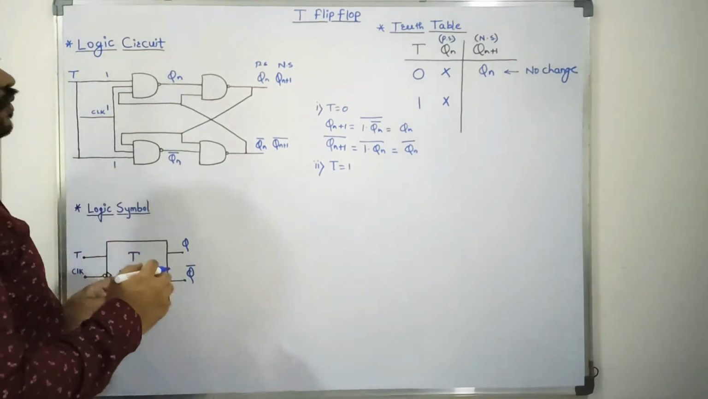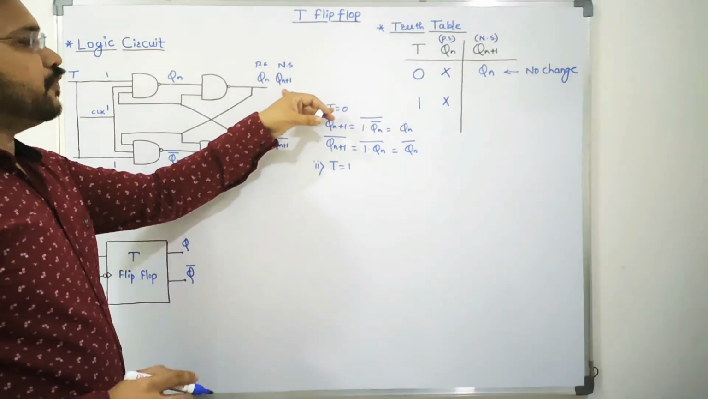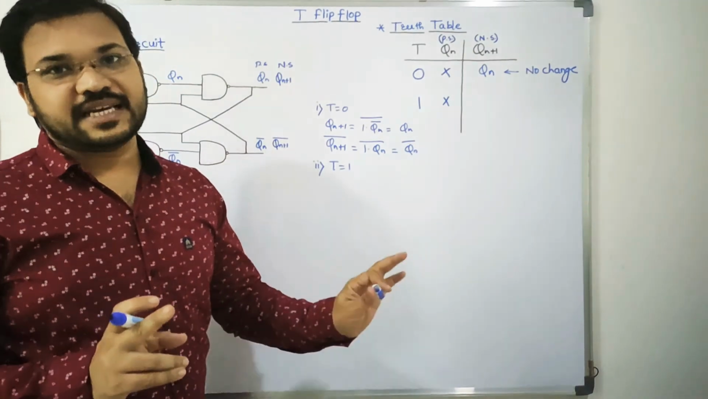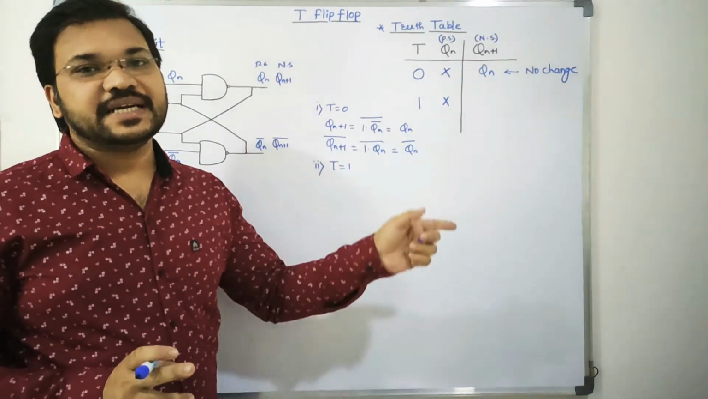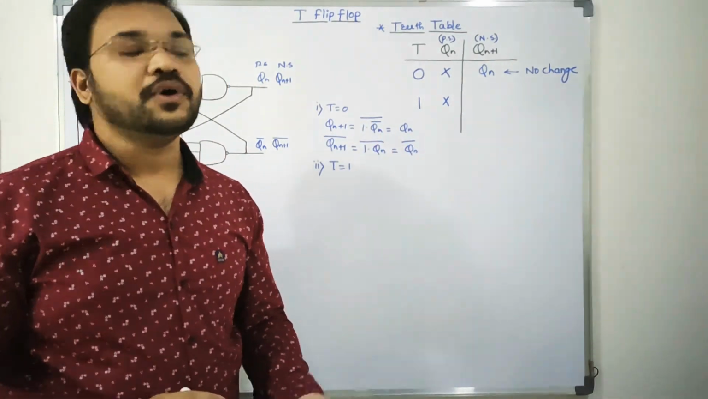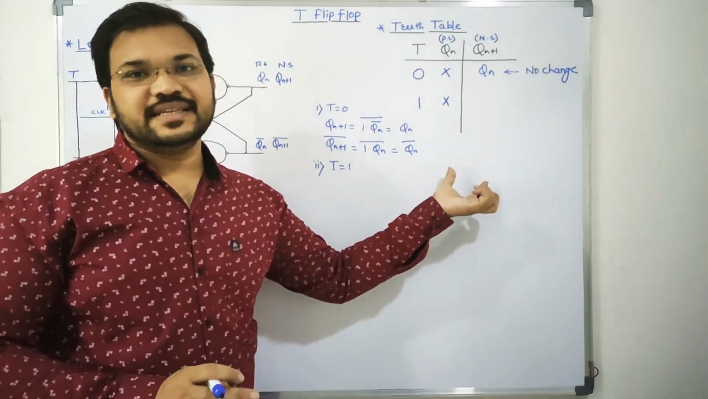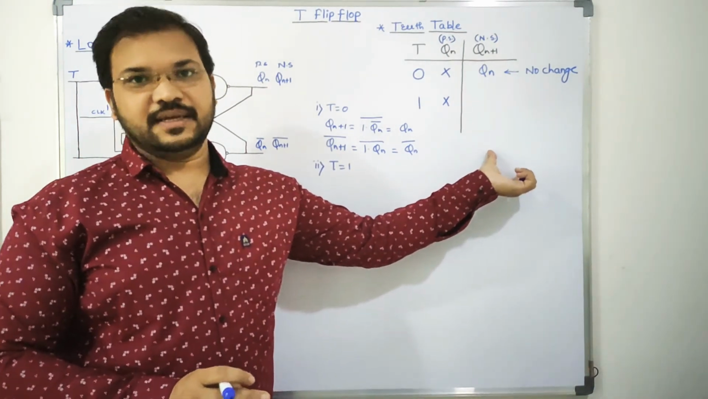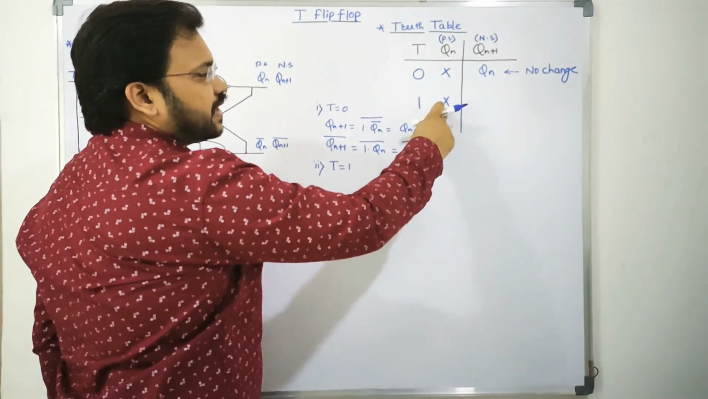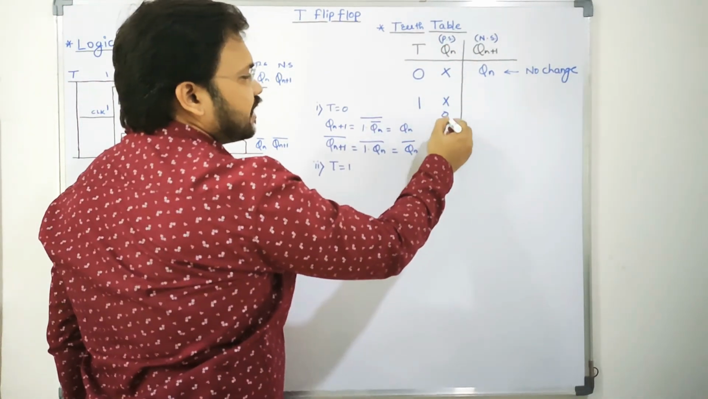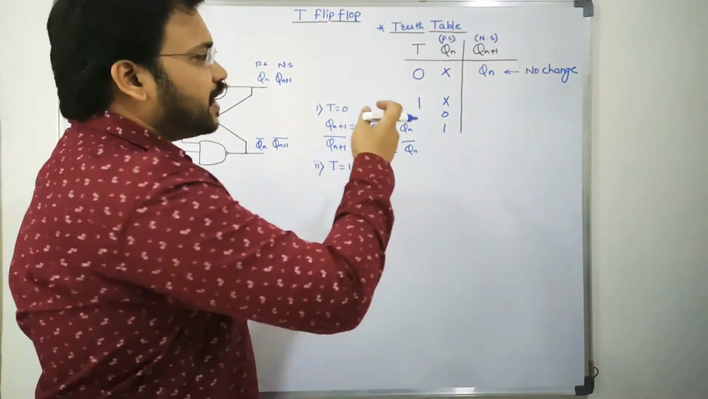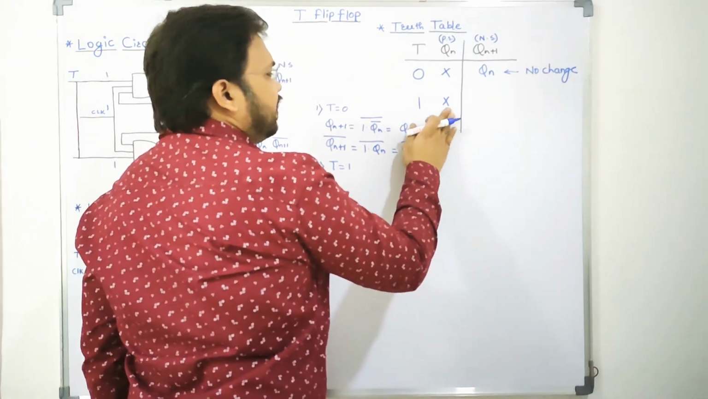So if we want to find the value of Qn plus 1 with this condition, that is the J K 1 1 condition, I already told you, the last condition that we discussed in our JK flip flop video. Here we don't know whether the value of Qn is 0 or 1, because they don't care, so we have to check for both, 0 and 1.